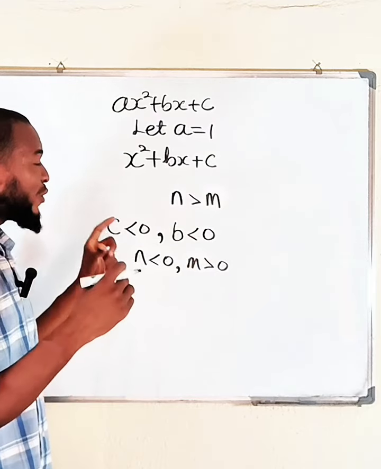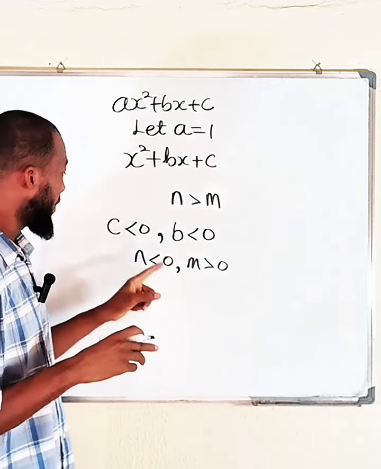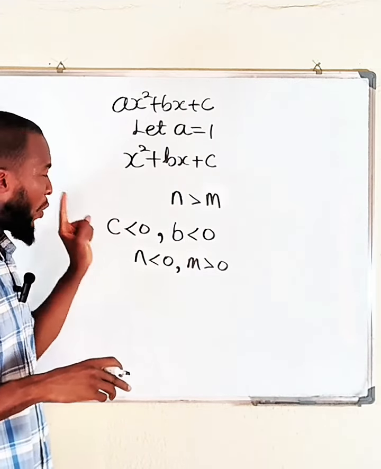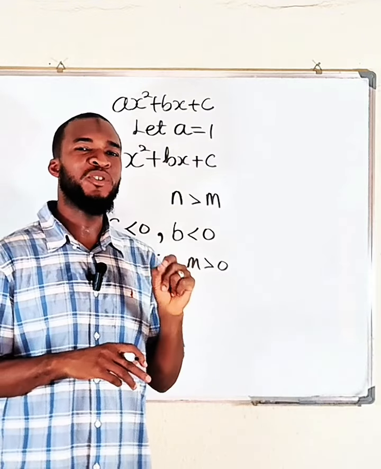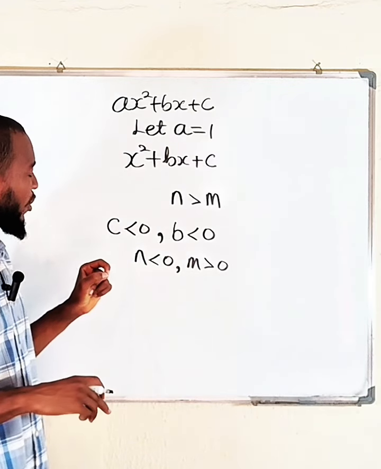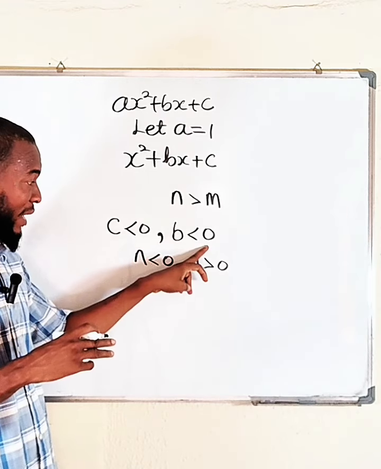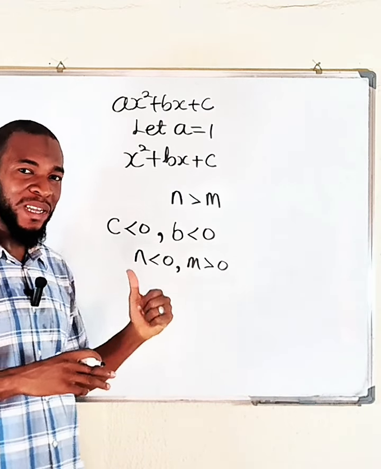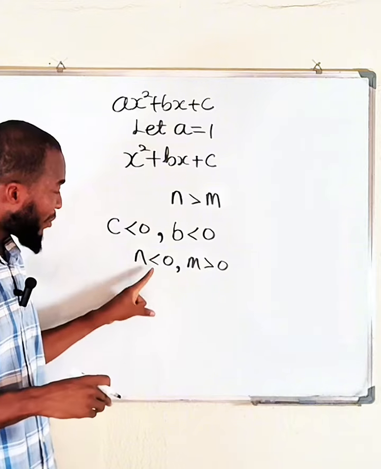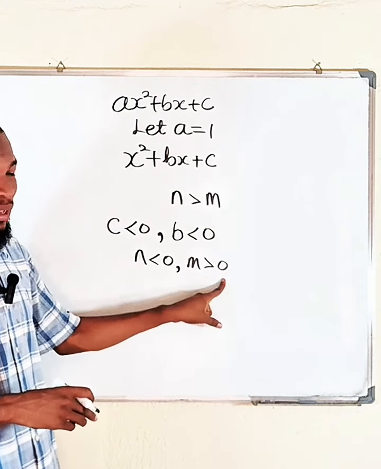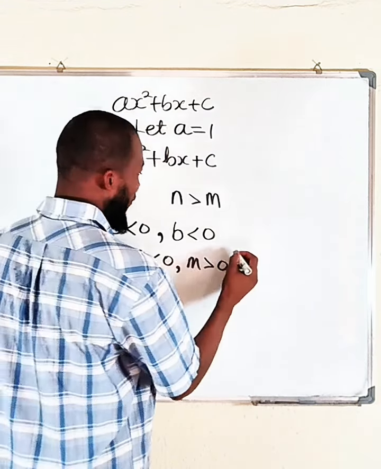So whenever you are multiplying two numbers to get a negative number, one of those numbers must be negative. But we come to realize that after adding the two numbers together, we get a negative number. Then the bigger number must be the negative number, and the smaller number is positive. This is the first condition.